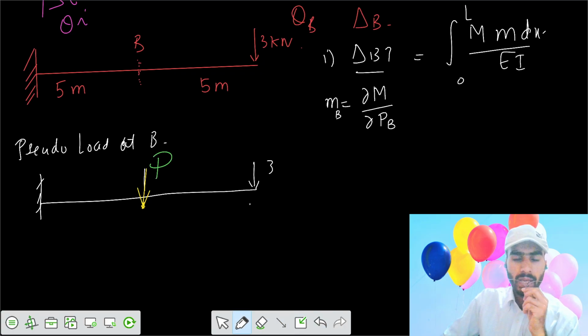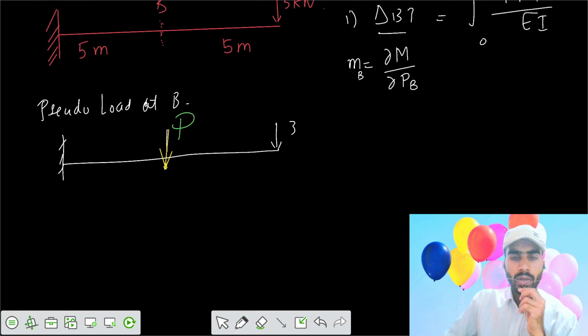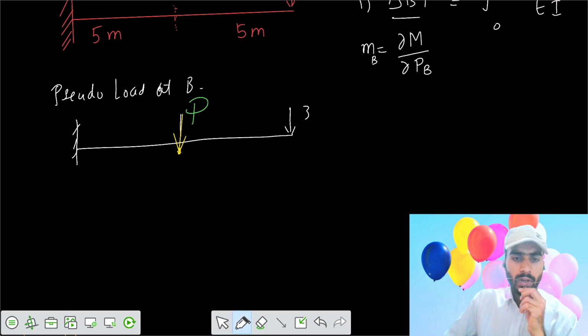We can write it as p. You have to apply a pseudo load of p at B. Then now you need to calculate, since you have those two spans. If you write it as A B C, you need to get the value of moment at x in both the spans.